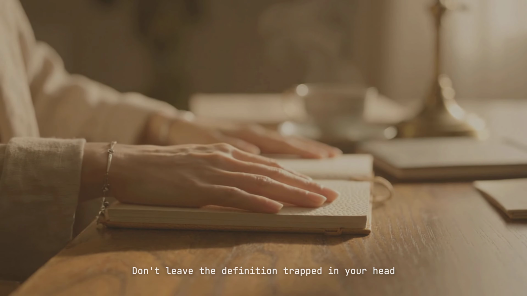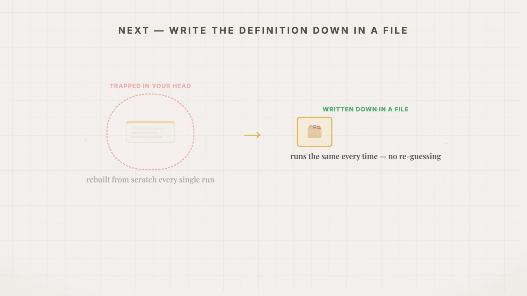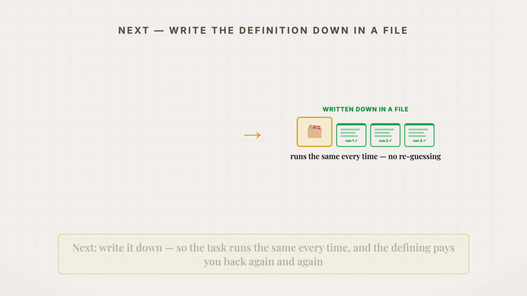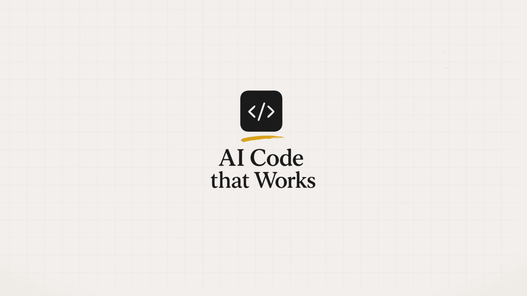And that points us straight at the next lesson, the last move of this module. Because once you've defined a task this well, you do not want that definition trapped in your head, where you have to reconstruct it from scratch every single time you run the task. You want it written down in a file, so the task runs the same way every time, so the AI stops re-guessing on every run. And so the work you just did, defining it, pays you back again and again.